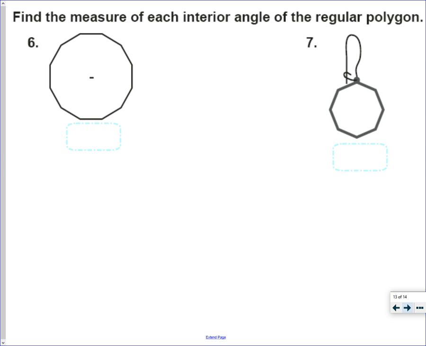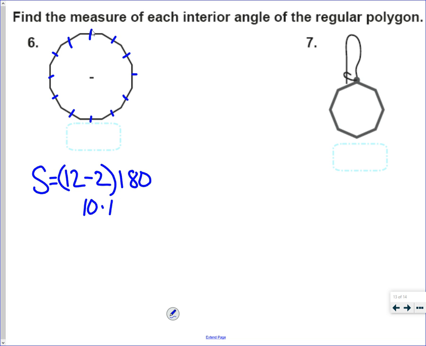So these are our last ones. These are regular polygons. Number 6, it's getting close to being a circle almost because there's so many sides. So we've got 1, 2, 3, 4, 5, 6, 7, 8, 9, 10, 11, 12. So it's a dodecagon. 12 sides. Minus 2 would tell me how many triangles times 180. That's the sum of all the angles. So this is 10 times 180, which is going to be 1,800 degrees for my dodecagon.